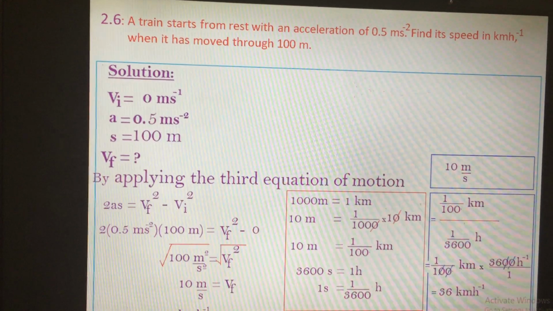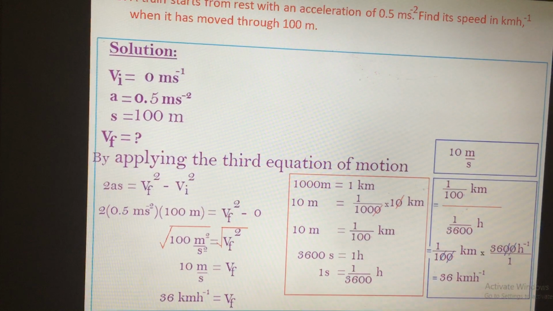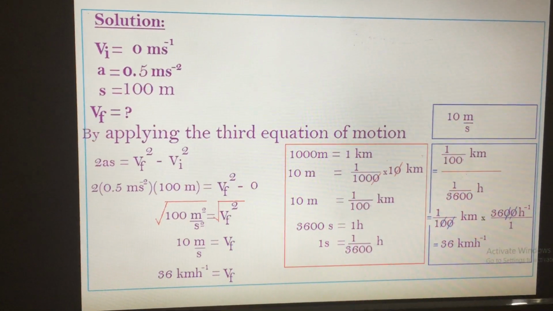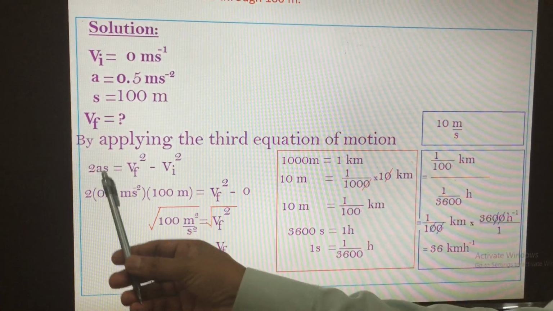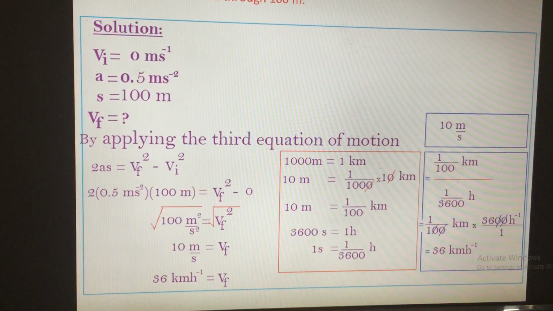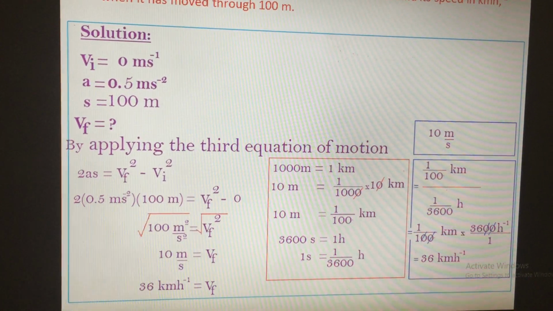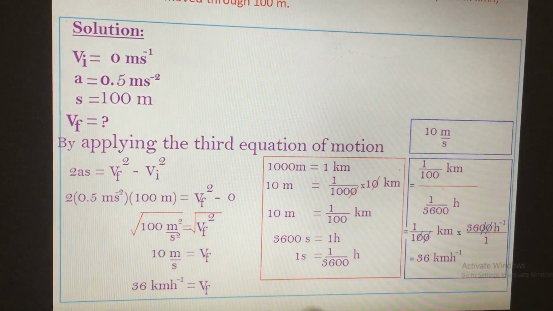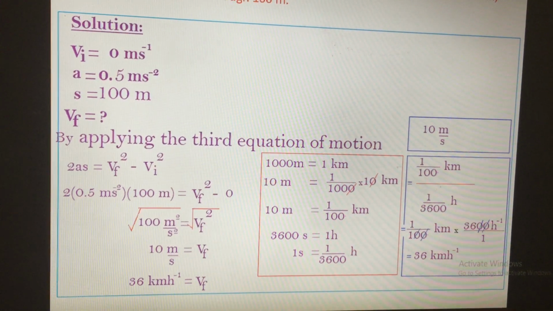Okay. So, initial velocity 0, acceleration is 0.5 meter per second squared, distance is equal to 10 meters, and final velocity is the question mark, we need to find it out. By applying the third equation of motion, 2as is equal to vf square minus vi square. As 2 is there, acceleration is 0.5 meter per second squared, right? And s is 100 meter, is equal to vf square, we need to find the final velocity, and initial velocity was 0, isn't it?